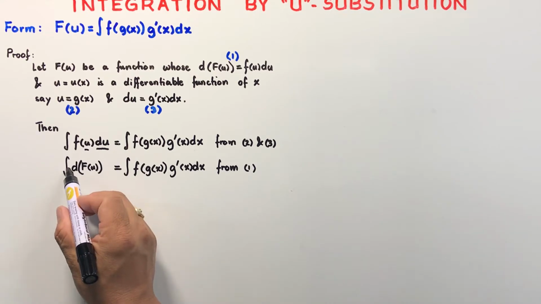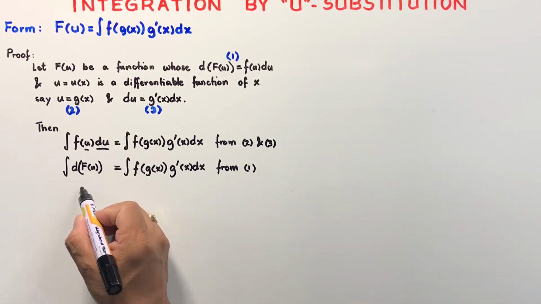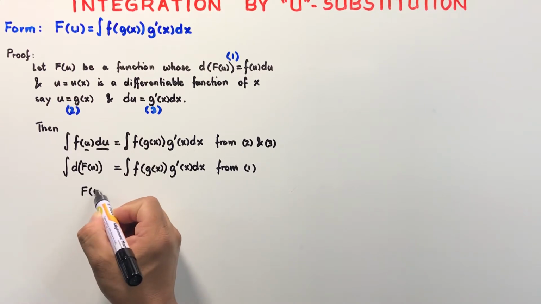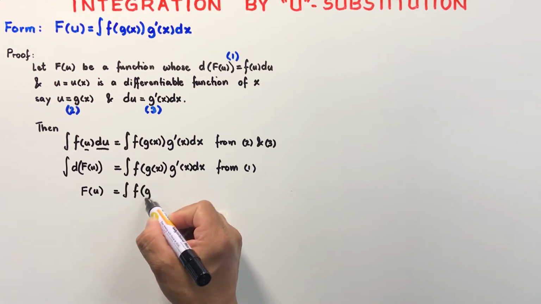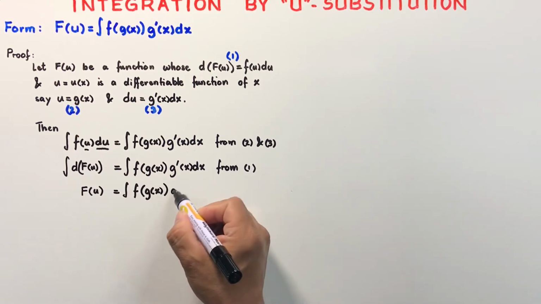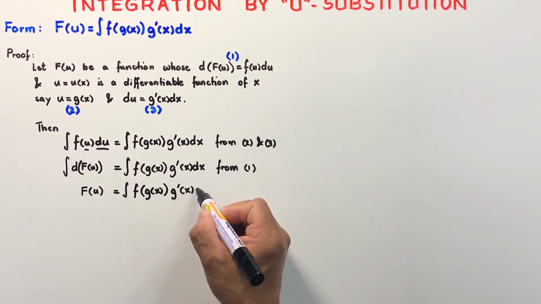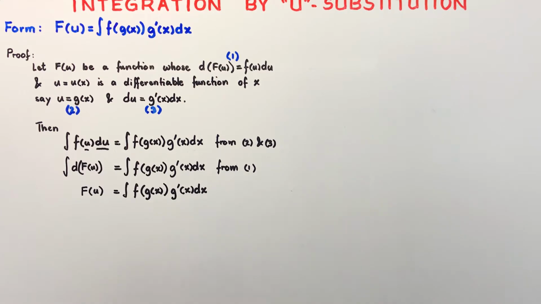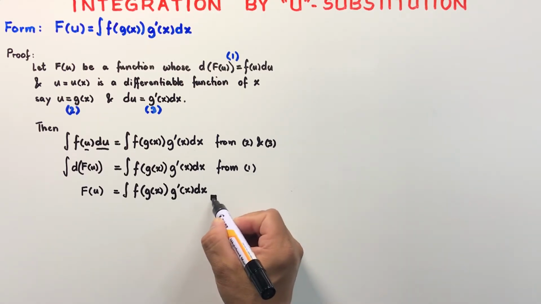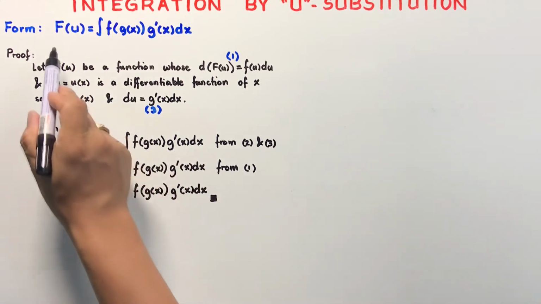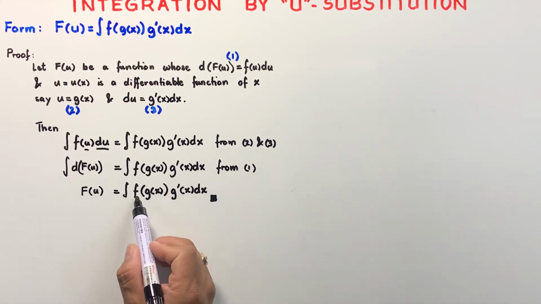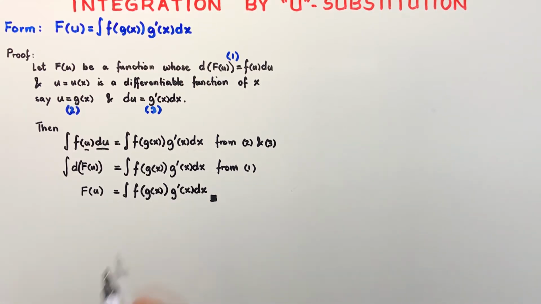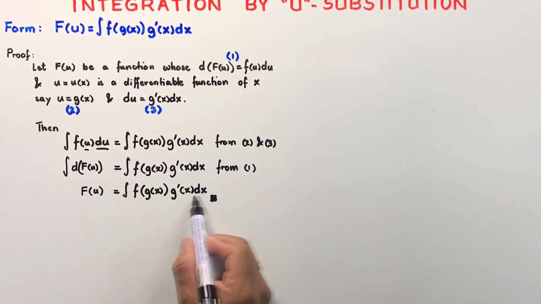Now we know that the integral and the differential cancel each other. So the big F of u is just equal to the integral of the composition of functions f and g times the differential of g, which is g prime of x dx. And this is the goal, the statement that we want to show. So u-substitution is an integration of a composition of two functions f and g, wherein the derivative of g is also found in the integrand.